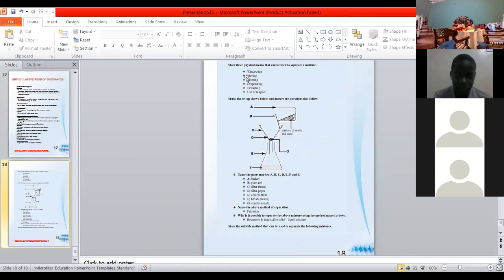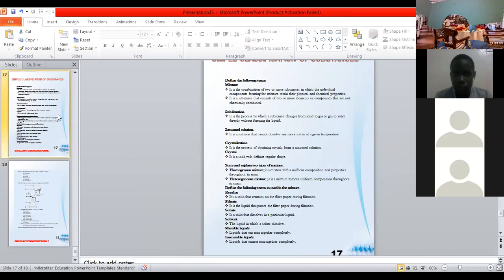State 3 physical means that can be used to separate a mixture. Three physical means that can be used to separate a mixture. One. Filtering. Filtering or filtration, very good. Sieving. Sieving, correct. Decantation, decantation, correct. Winnowing, winnowing, correct. When we have only one person. Mercy. Magnet. Use of magnet, correct.